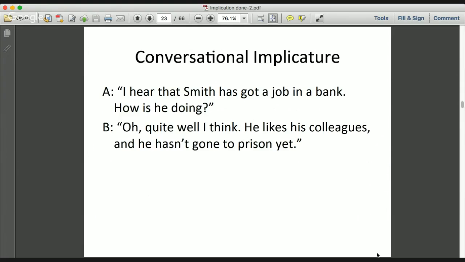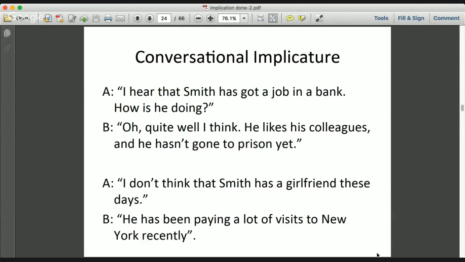It's not that a logical mistake has been made, but there's some kind of rule of conversation which has been violated by B's answer to A's question. It's the last bit. "How's he doing?" "Oh, he's doing okay." That's basically what it means. Is he enjoying his job? Is he getting on well? You're not asking how he's doing in the sense of whether he has gone to prison yet. That's just not on the radar of the question that A is asking. So B is implying something which wasn't implied by the question.